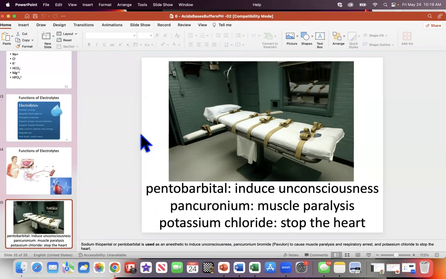So the worst scenario is you can make the person really sick or even die. So electrolytes play a very important role in the human body, and their concentration needs to be correct.